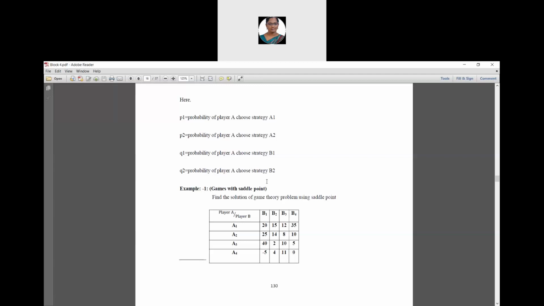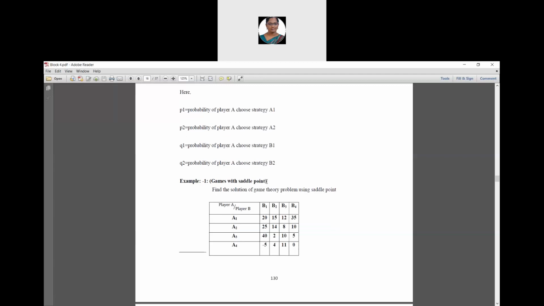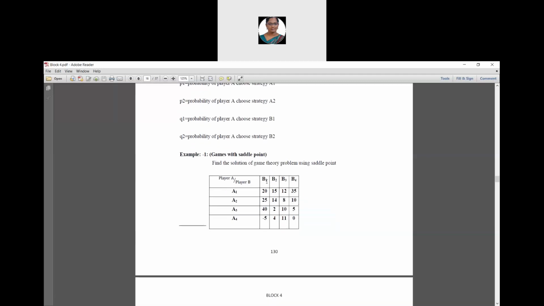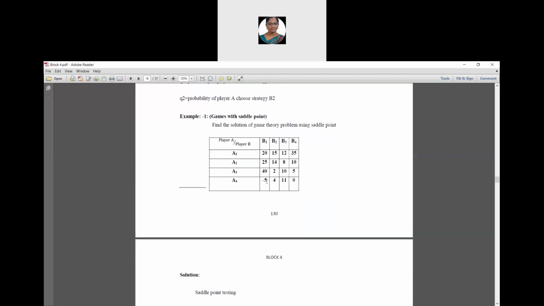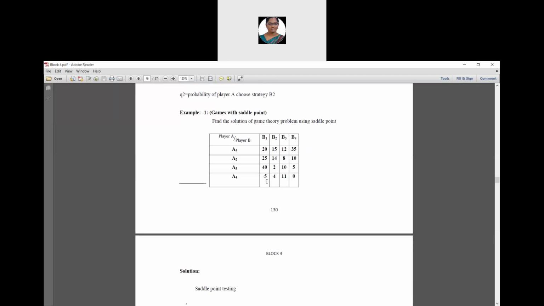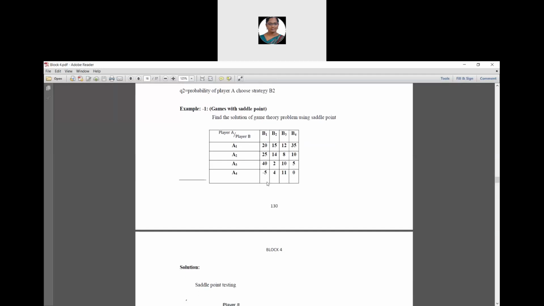Here, one example has been given for you, a game with saddle point. So what's given in the problem? Find the solution of a game theory problem using saddle point. The first column denotes player A, and the second row-wise denotes player B.